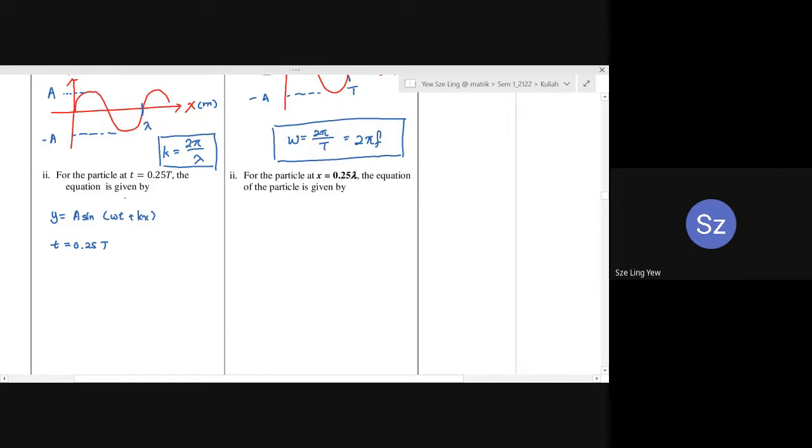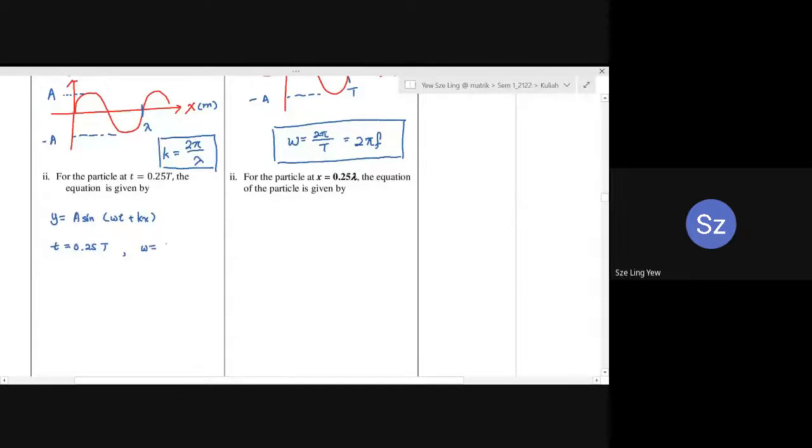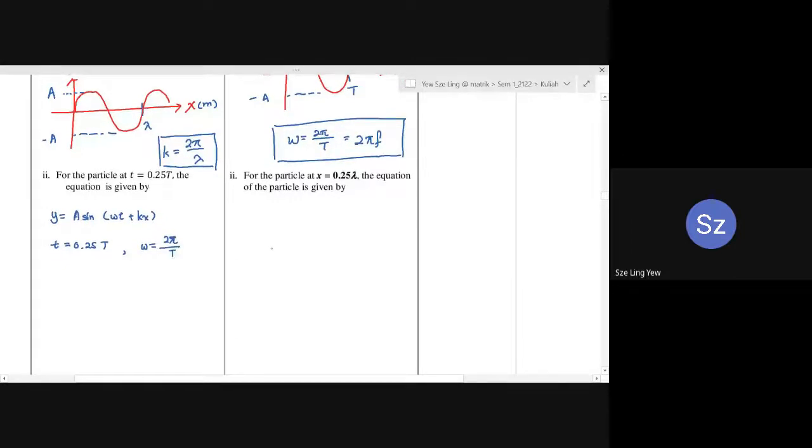Okay, how are we going to make it into a known value rather than unknown omega t? So if t equals 0.25 capital T, now try to think, what is the equation of omega? Well, we know omega equals 2 pi over capital T. Then we sub it into the equation. The reason why I sub omega equals 2 pi over T is because I want to cancel out the capital T in my equation. I want to change this part into a known value. If you want to plot a y against x graph, omega t must be a known value, right?